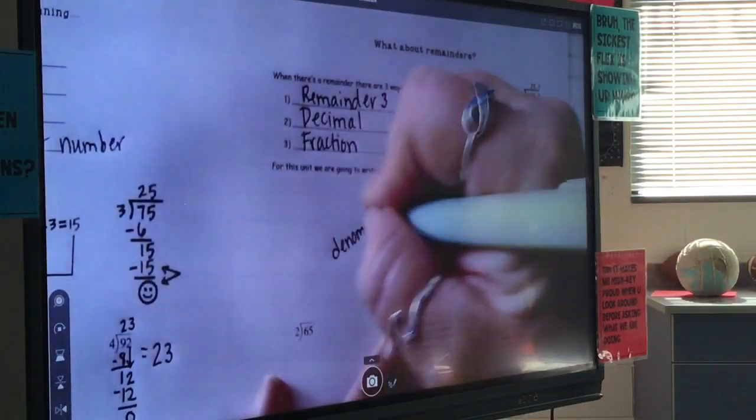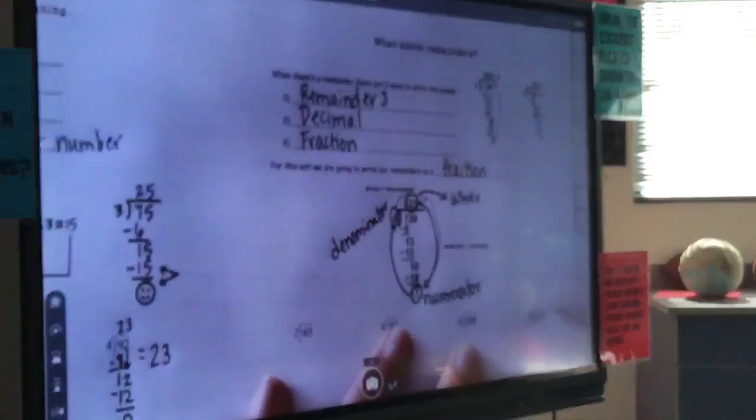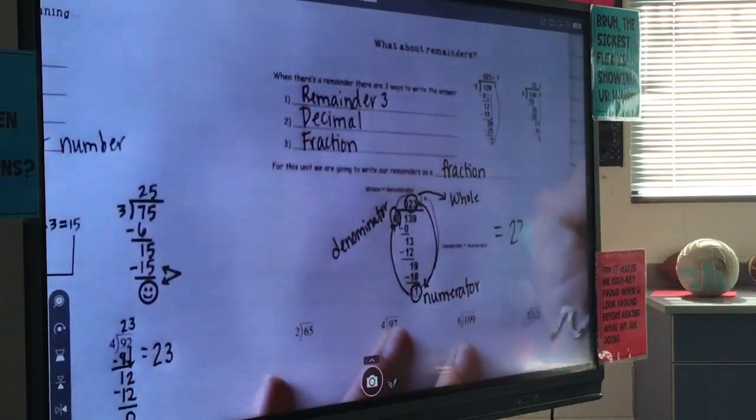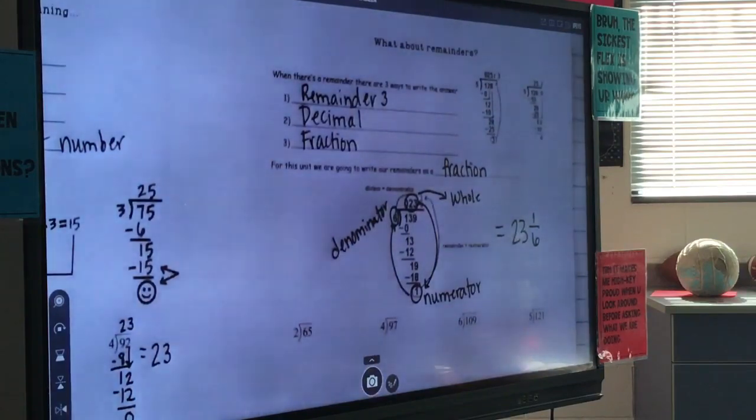How many of you guys have heard that in the past? And then you ultimately get 23 and 1/6. That is a trick we are going to use. Please make sure you have this that I wrote down copied down.